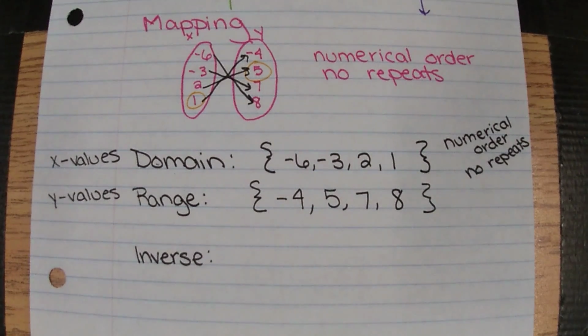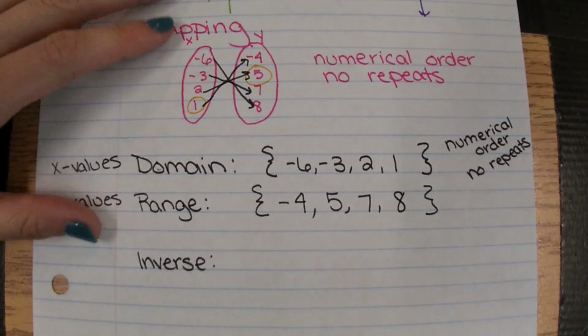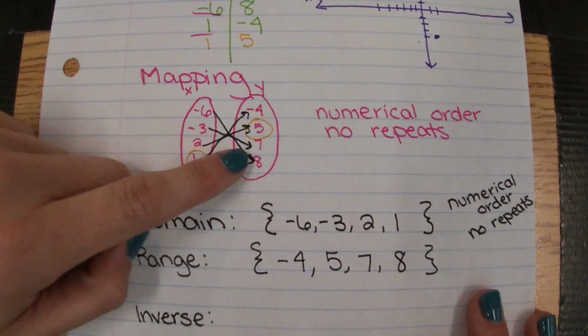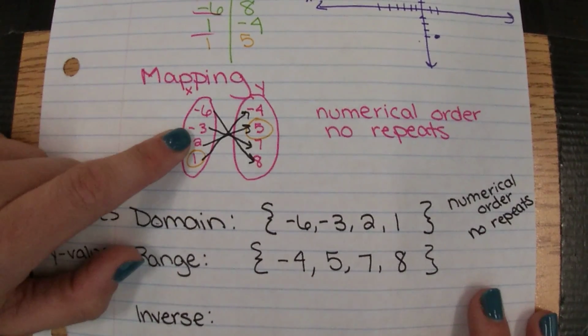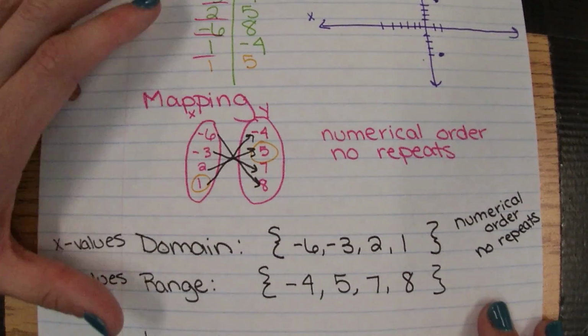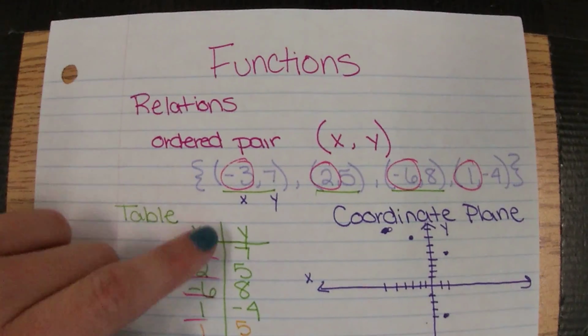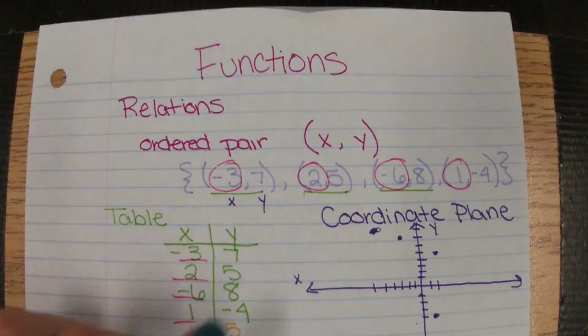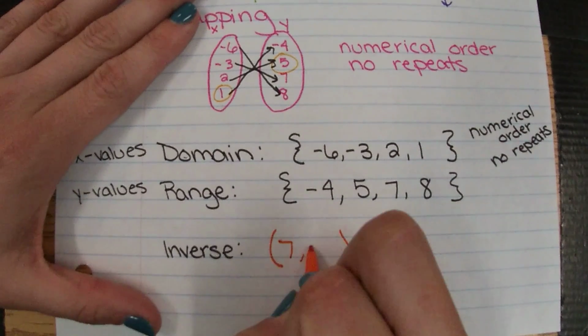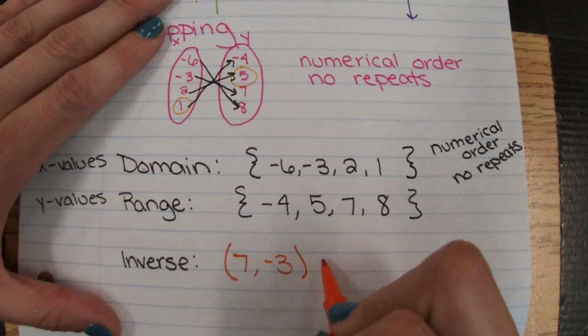The last thing that we're going to talk about in this list is an inverse. Okay, an inverse kind of sounds exactly like what it is, right? It's to undo. It's kind of the flip-flop of it. So if -3 takes us to 7, 7 would then take us to -3. So we're just going to take the ordered pair and write it in reverse order. So instead of -3, 7, I'm going to write down 7, -3.